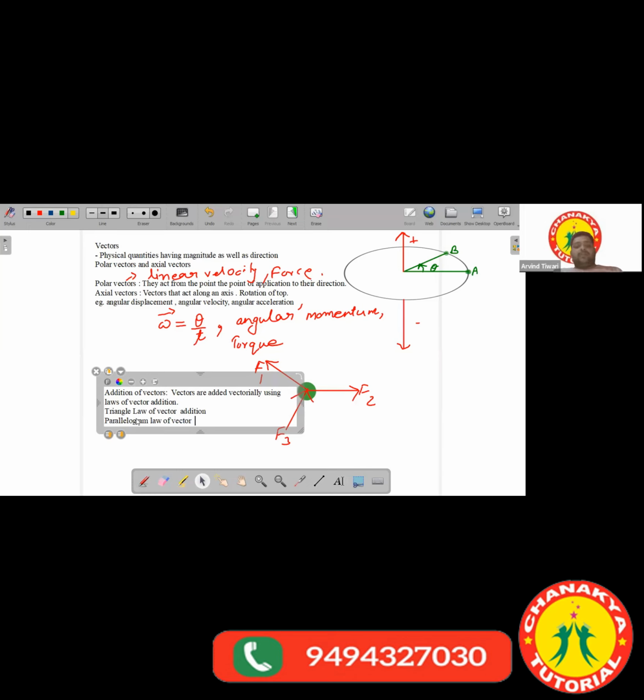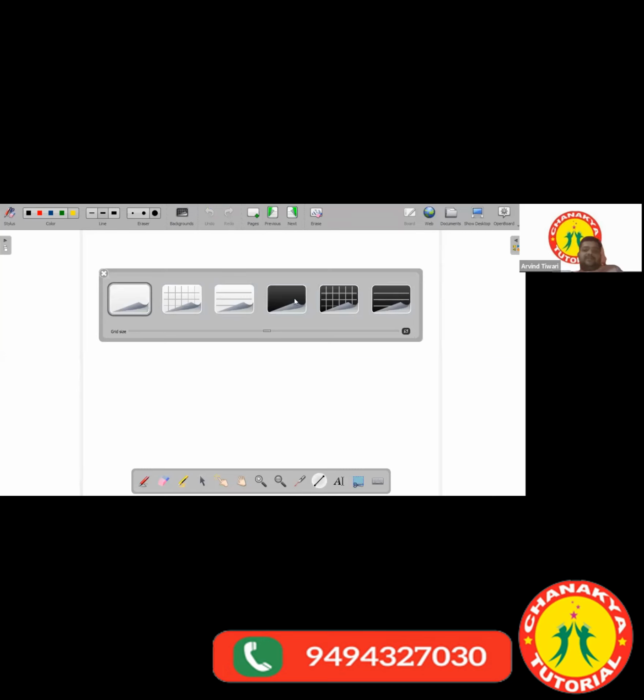In the parallelogram law of vector addition, we will see how we find it. But first of all, we will see the triangle law of vector addition. How can we add two vectors using the triangle law of vector addition? So let's consider here two vectors.